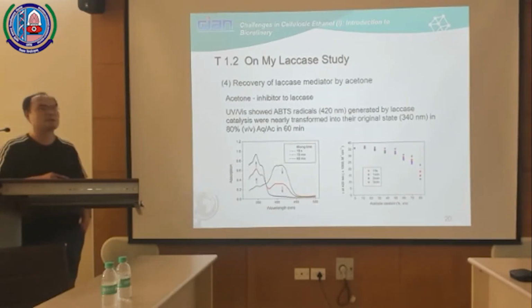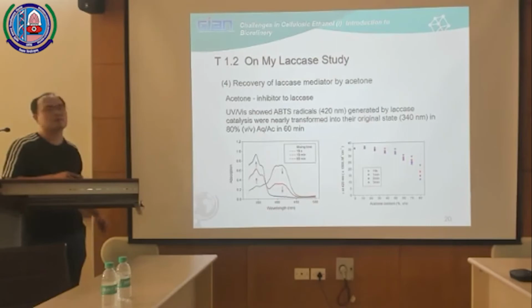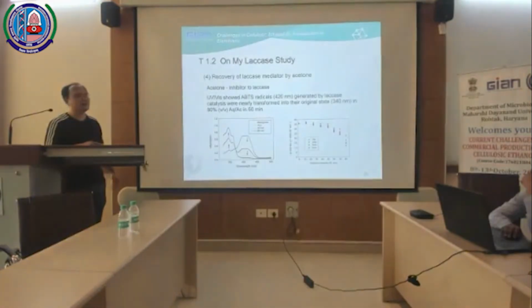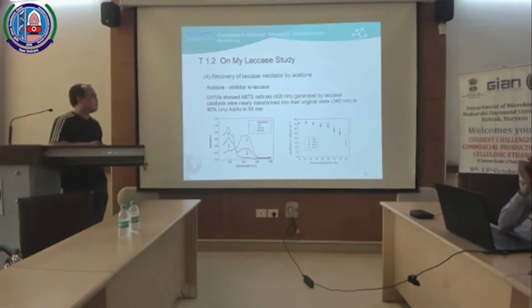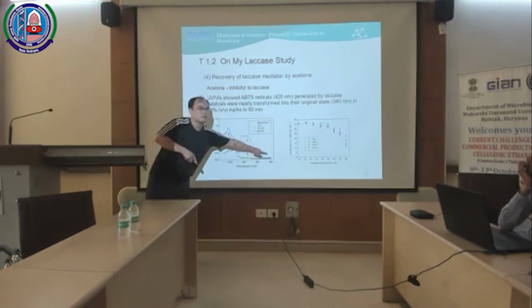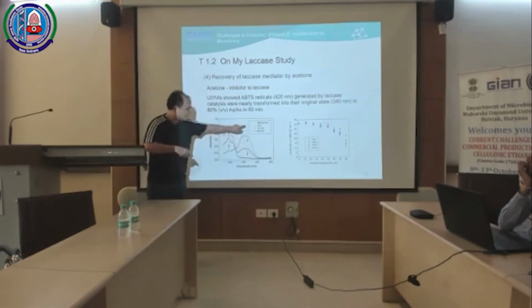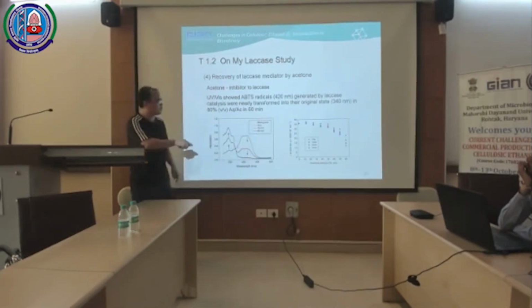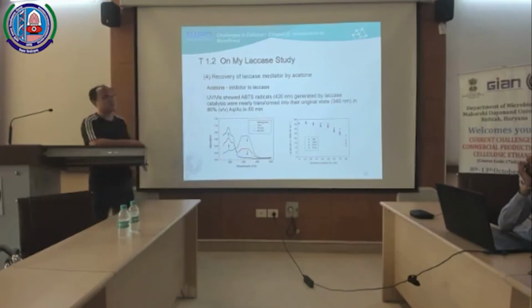Also, we studied the UV-visible spectrum of the ABTS radicals. These radicals are produced by inorganic oxidants, not by laccase. In this system, there is no laccase, only the ABTS radicals, well prepared. Its UV spectrum has absorption at the wavelength of 420 nanometers.